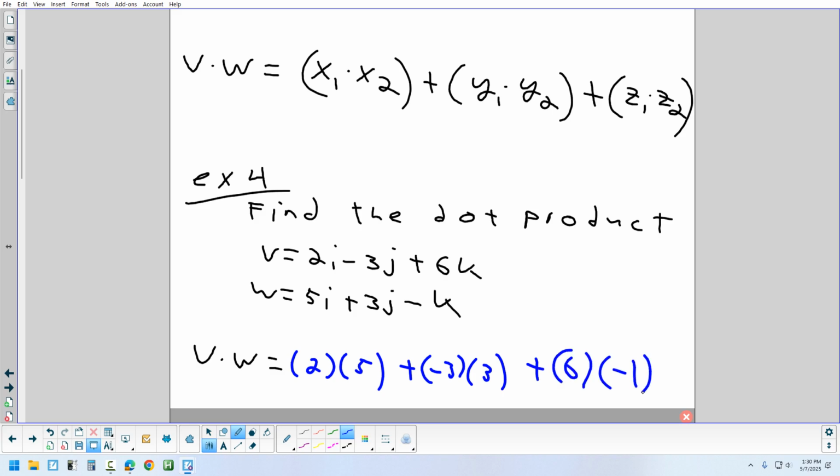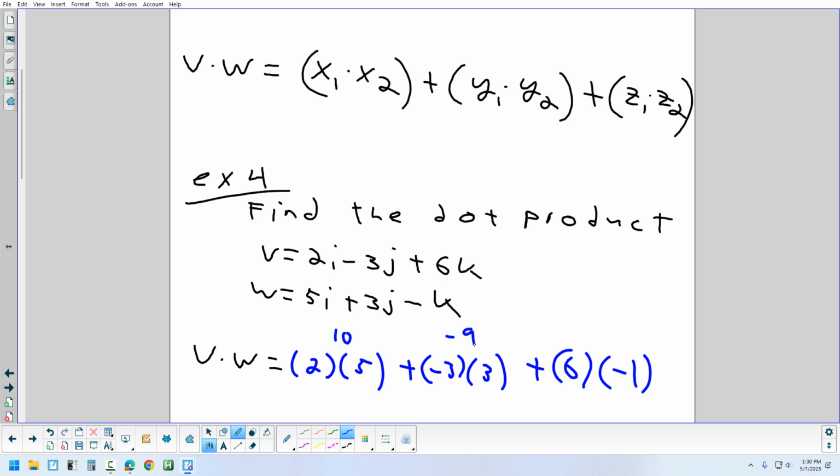Okay, what's 2 times 5? 10. So I don't have to rewrite the whole thing, I'm just going to put it above it. What's negative 3 times 3? Negative 9. And 6 times negative 1?